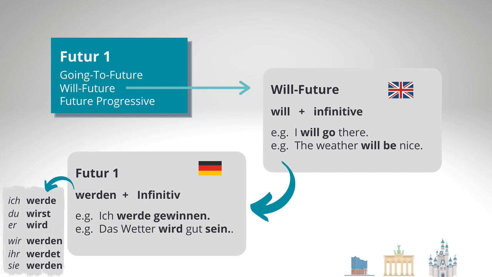We already came across this in the past tenses, where sometimes some parts of the sentences were between the Hilfsverb, auxiliary verb, and the Partizip 2, the past participle. And the same also happens here in the Futur 1, just between werden and the infinitive.